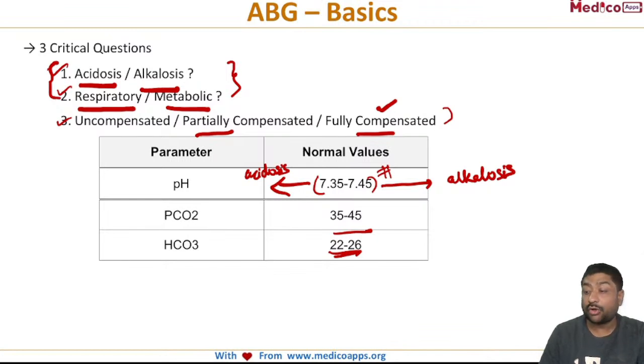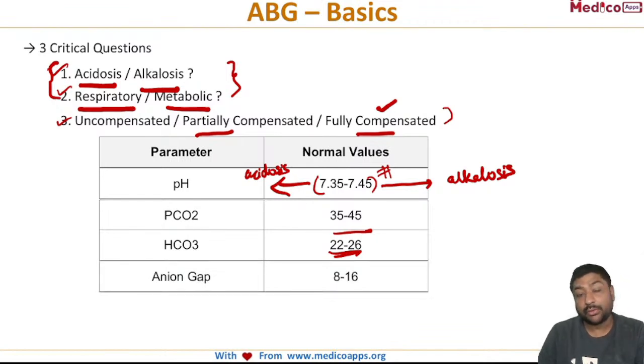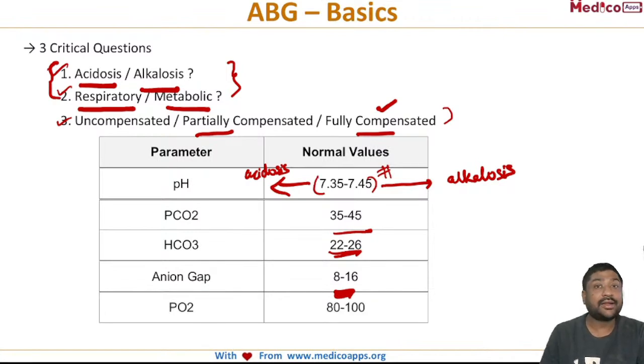Next, what is the normal anion gap? Because we will look at high anion gap metabolic acidosis or normal anion gap metabolic acidosis. So 8 to 16 is the normal anion gap. And last, what is the PO2? Since it is arterial blood, PO2 will range between 80 to 100. So these are the normal values which you have to remember. These are super critical, because in the examination, if you get confused with these values, you will not be able to answer the question.